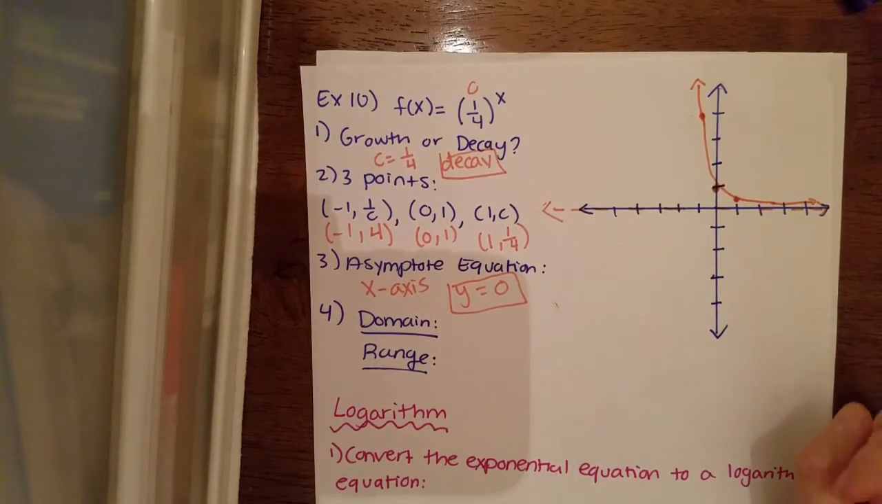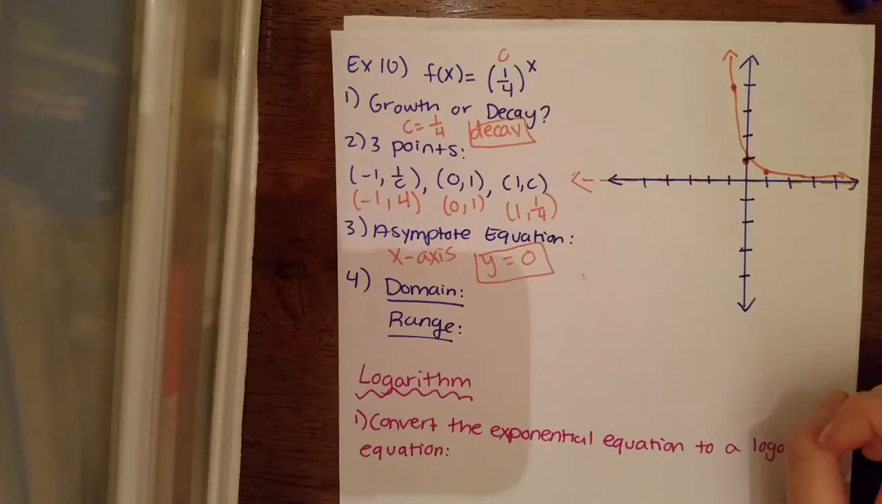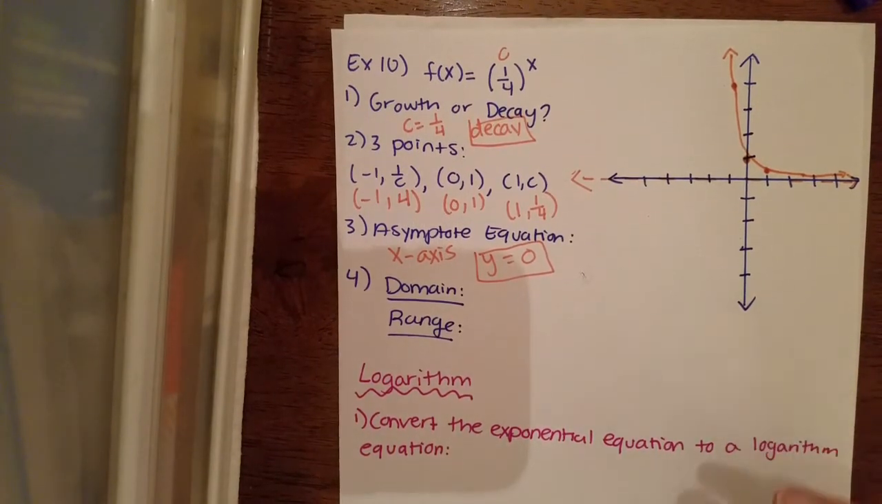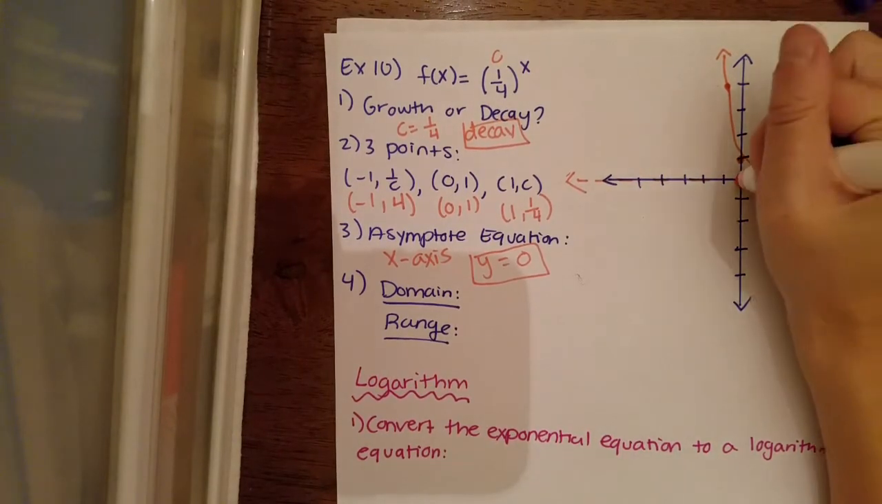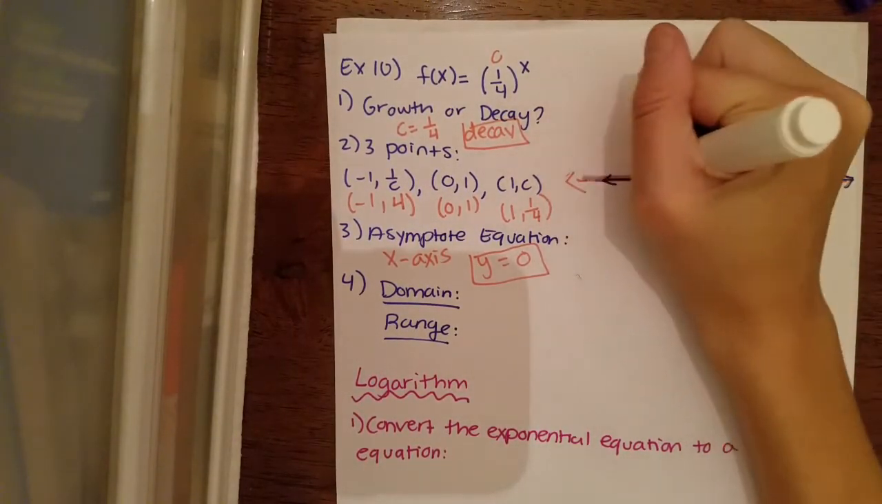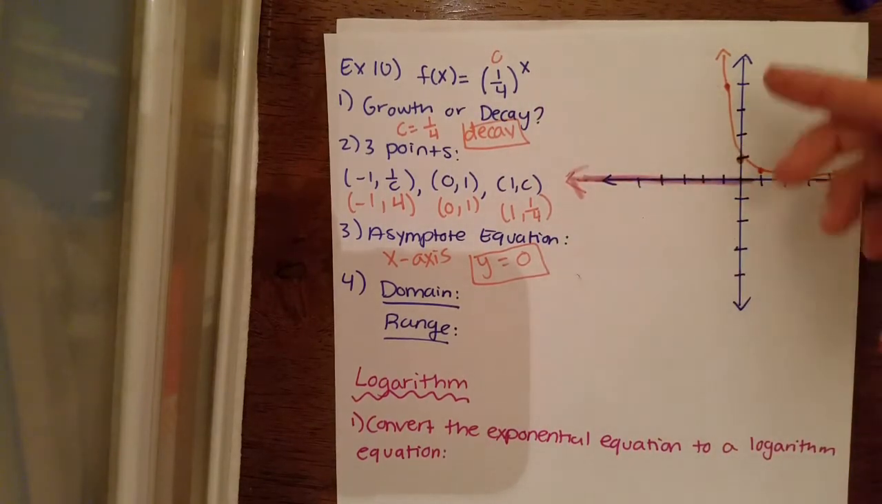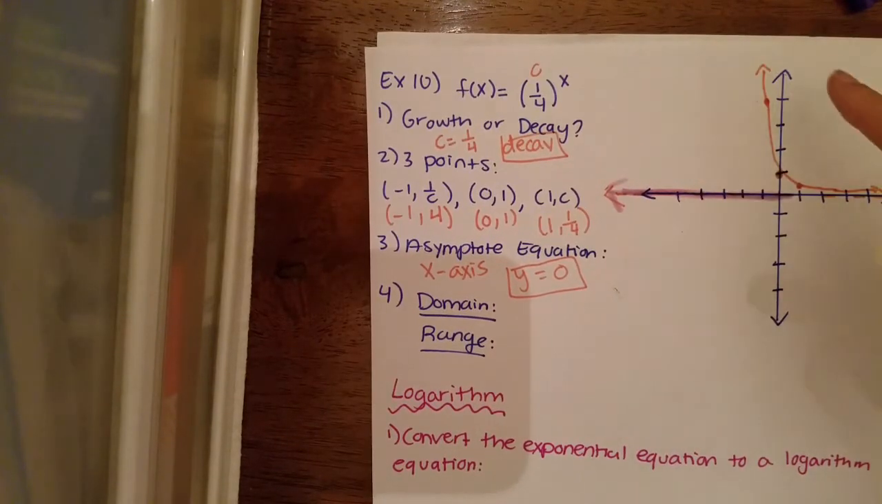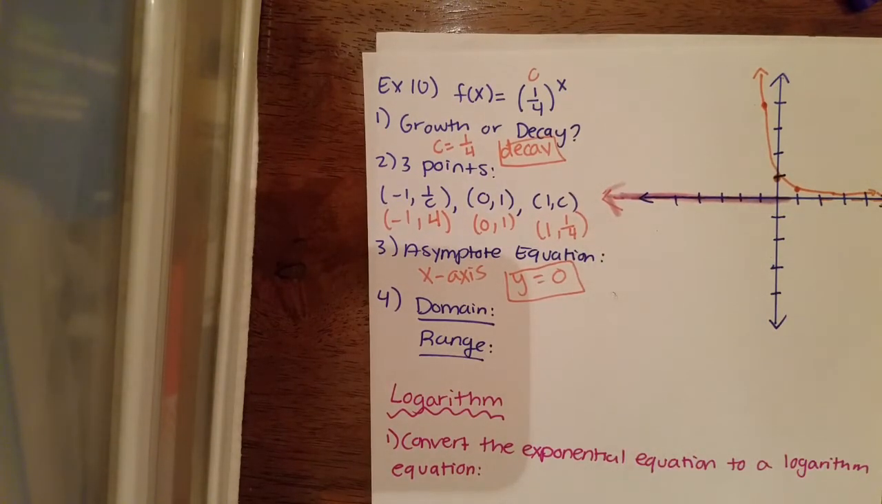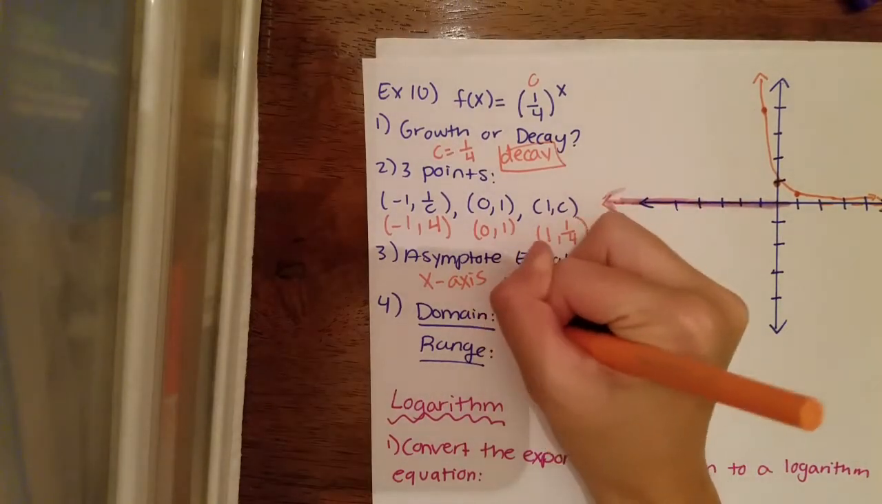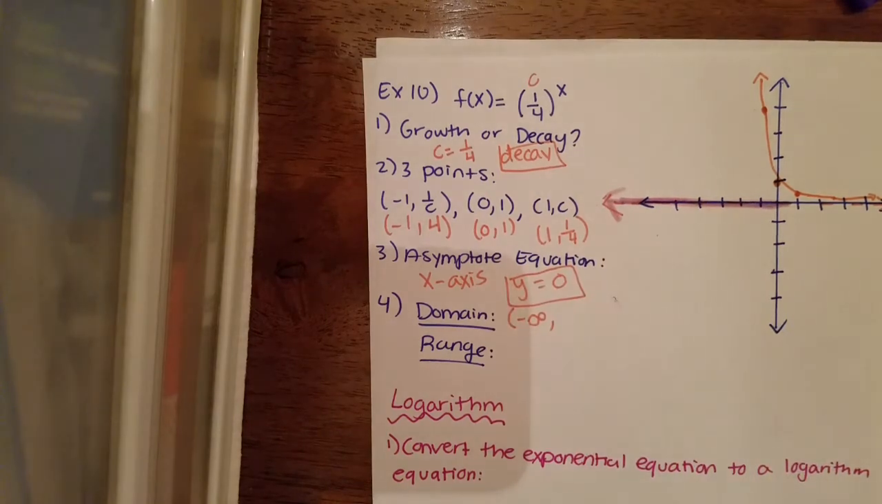Alright, so for our domain and range, it's always the same when we do these problems for now. For domain, we ask ourselves, how far left does our graph go? Even though it doesn't look like it, I promise you this graph will continue to get wider and wider, so it will head in the negative infinity direction on our x-axis.